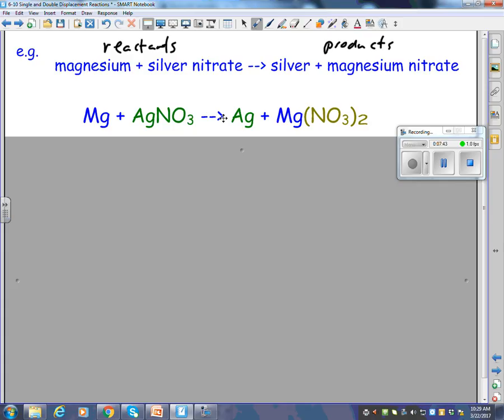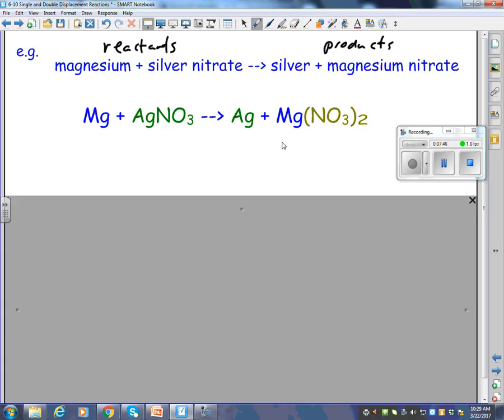Are we supposed to balance? Is that balanced? How can you tell? Say again? There's not enough Mg's and not enough O's on the left side. I got one Mg. Let's just balance it here. Mg, Ag, N, and O. How many Mgs? One. How many Ags? One. So far, so good. How many Ns? Tiffany, how many Ns? Just one. How many N's over here?